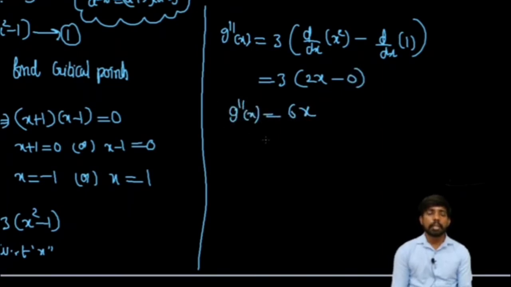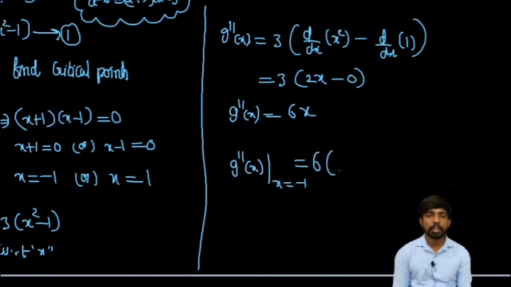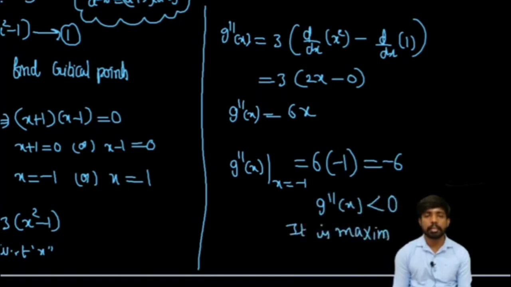Now substitute the critical point. Double differentiation at x is equal to minus 1, what is the value? 6 into, in the place of x, minus 1 substituted. So what is this? Minus 6. Therefore double differentiation is less than 0. It is the maxima condition. At x is equal to minus 1, it is maxima, and the maximum value is g of minus 1.